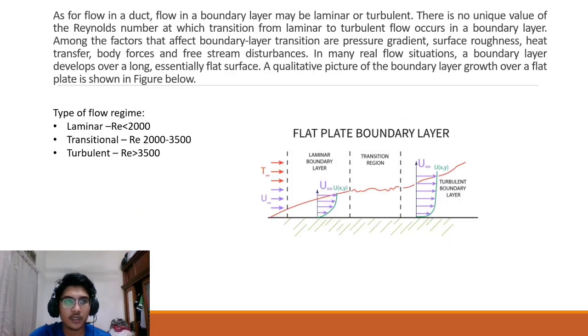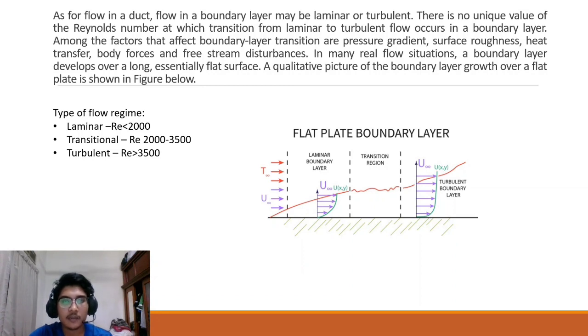As the flow in a duct, flow in a boundary layer may be laminar or turbulent. There is no unique value of the Reynolds number at which transition from laminar to turbulent flow occurs in the boundary layer. Among the factors that affect boundary layer transition are pressure gradient, surface roughness, heat transfer, body forces, and free stream disturbance. In many real flow situations, a boundary layer develops over a long essentially flat surface. A qualitative picture of how boundary layers grow over a flat plate is shown in the figure below.